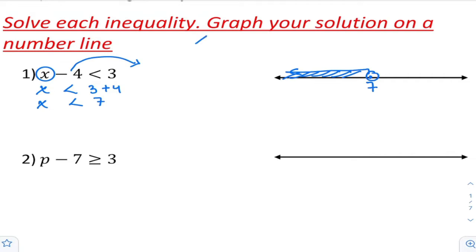So remember, when it's less than only or more than only, we will show that on the number line with an open circle if there is no equal.